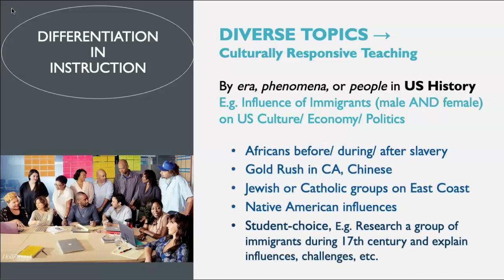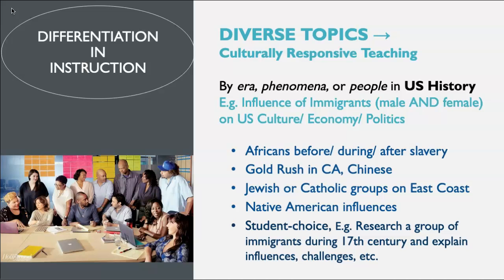So for example, maybe we want students to look at Africans before, during, and after slavery. And maybe when we talk about the gold rush in California, we should probably talk about Chinese culture and history and influences, or maybe Jewish or Catholic groups on the East Coast, in the culture, in the economy, in education, really big influences in regard to education, and Native American ideas and influences and challenges, which are huge and important and often overlooked. Providing student choices is really powerful.